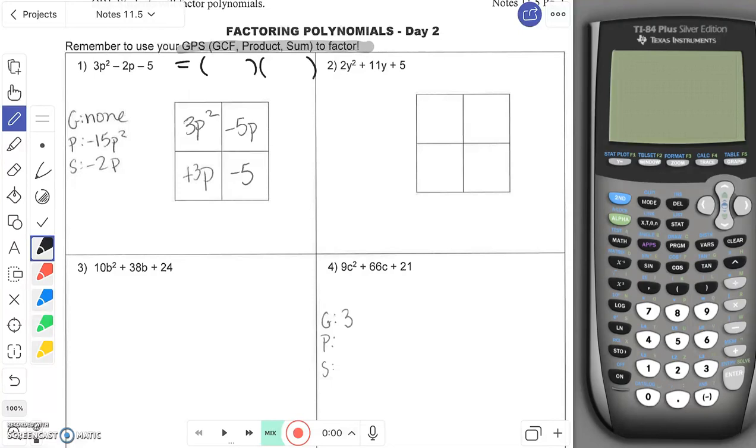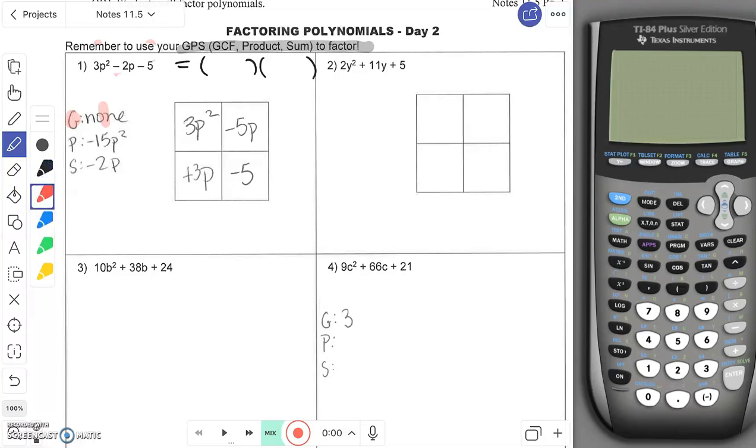So I'm going to run through what we already have here, our greatest common factor. I'm going to look at those numbers, 3, -2, and -5. And there's nothing in common there, so really there's a GCF of 1, but we just say none. So there's not going to be anything in front of those parentheses for my factors. Then I'm going to go ahead and find my product and my sum.